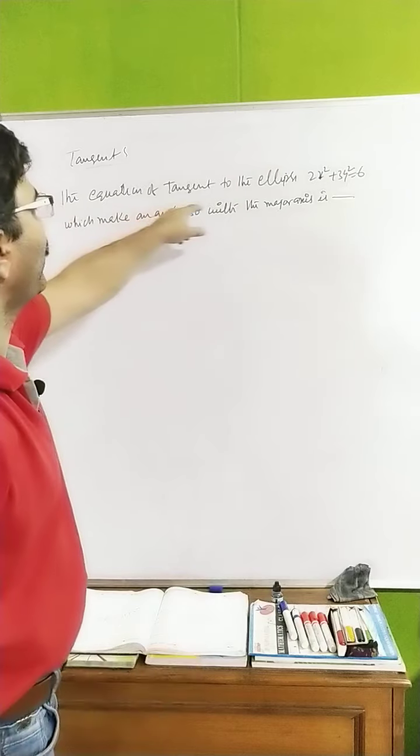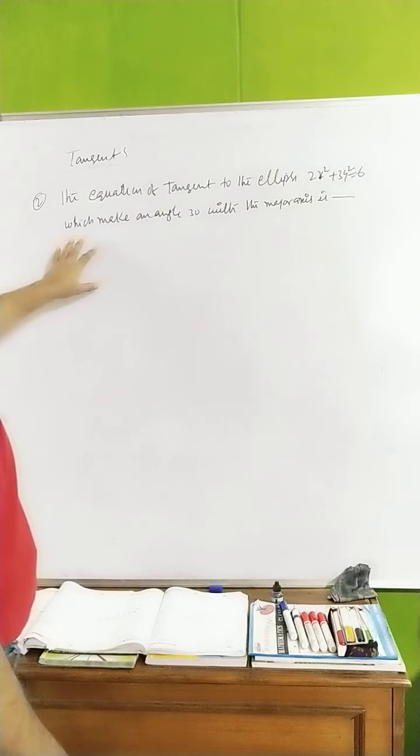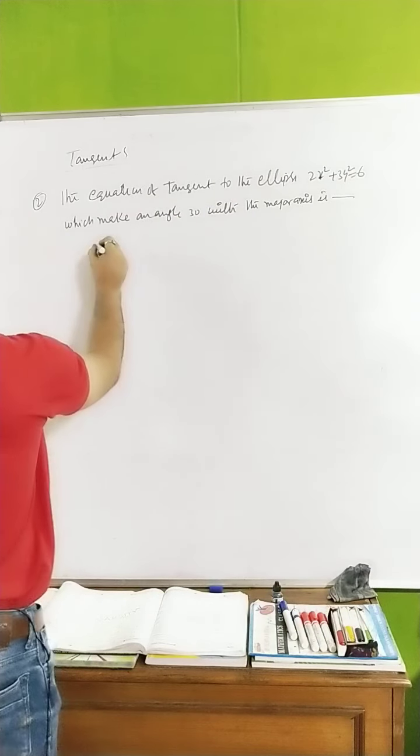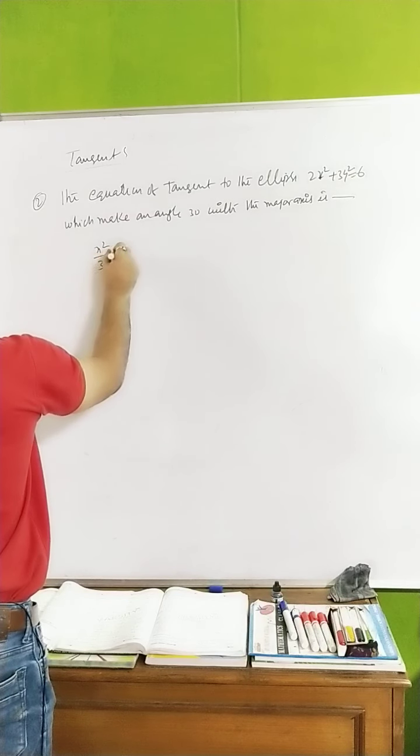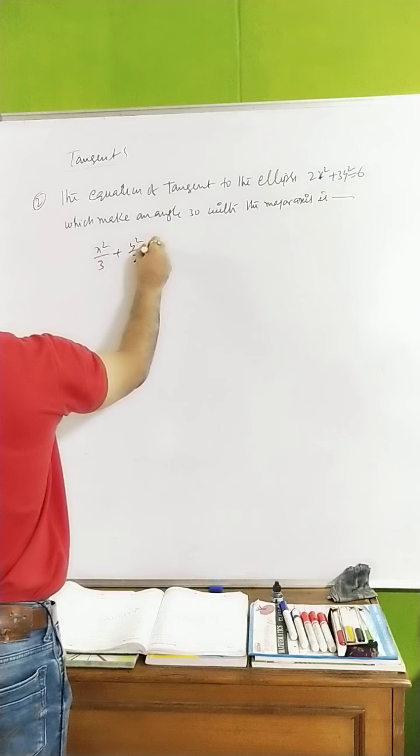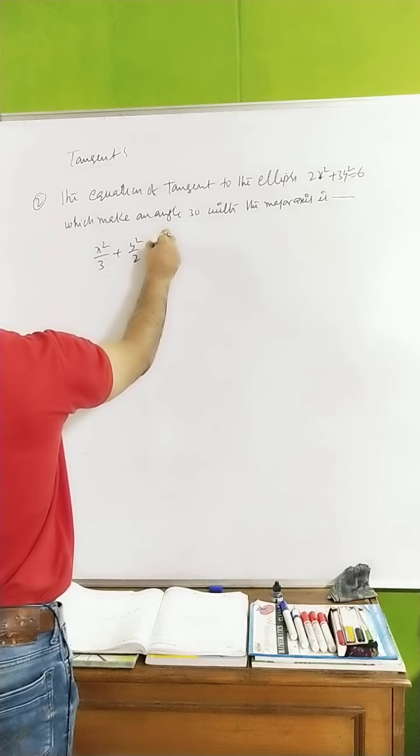You see here, in the second question I have taken a normal tangent. The equation of the tangent to the ellipse is what, which makes an angle of 30 degrees? Okay, we can write the equation of the ellipse in this form: x squared by 9 plus y squared by 2 is equal to 1.